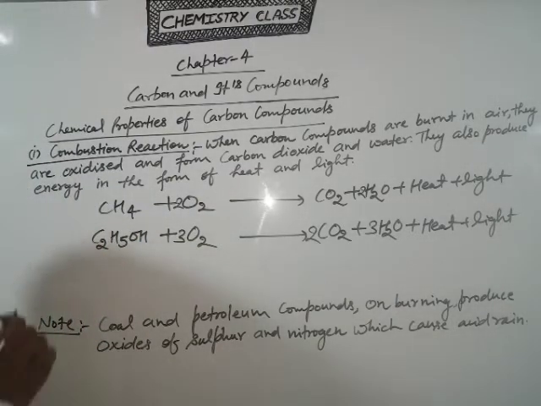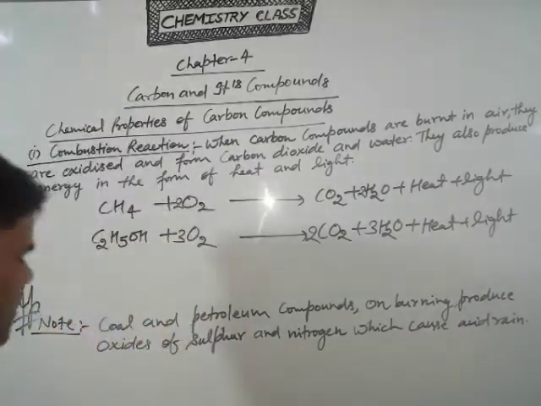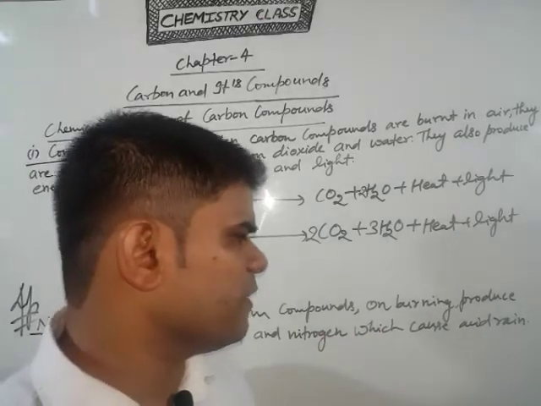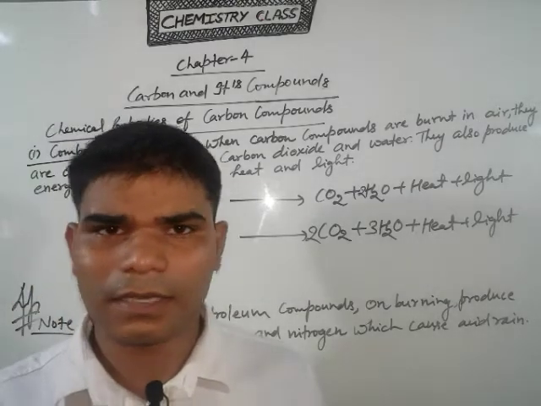So students, remember one important point. Coal and petroleum compounds on burning produce oxides of sulfur and nitrogen which cause acidity. This is a very important note for all the students. Clear?